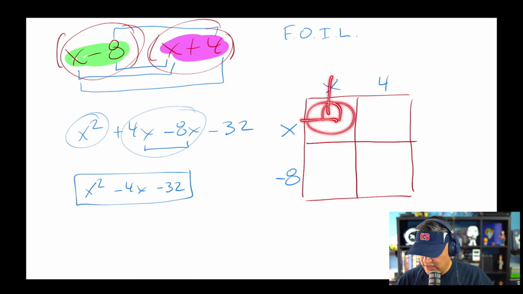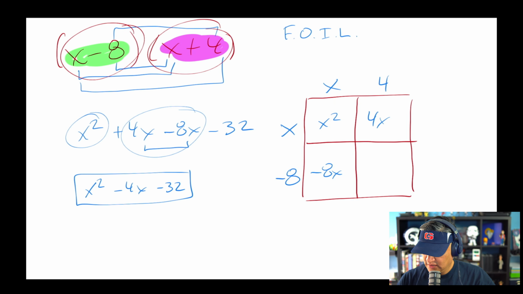Well, x times x, which is x to the second power. And then x times 4 is 4x. And then negative 8 times x is negative 8x. And negative 8 times 4 is negative 32. And so now I have a nice, neat little box.